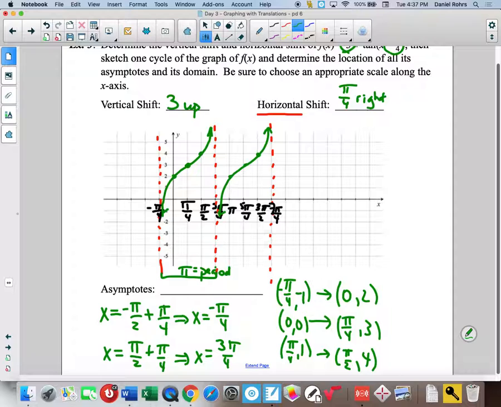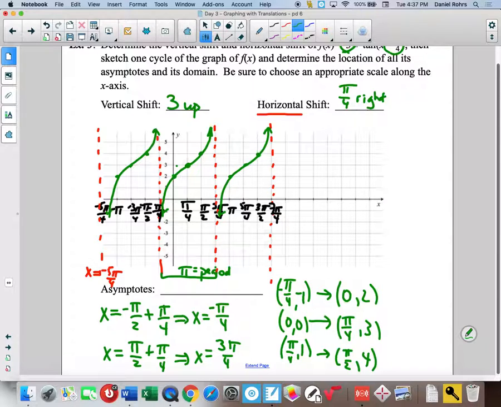If I wanted to go left, then I would do the same thing. This would be negative pi over 2. This would be negative 3 pi over 4. This would be negative 4 pi over 4, which is negative pi, and this would be negative 5 pi over 4. So I would move 1, 2, 3, 4 units to the left, and there should be an asymptote here at x equals negative 5 pi over 4. And then I just translate these points 1, 2, 3, 4 units left, 1, 2, 3, 4 units left, 1, 2, 3, 4 units left. Connect the dots. What you should be able to see is this repetition going on.